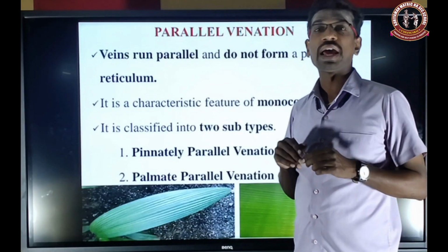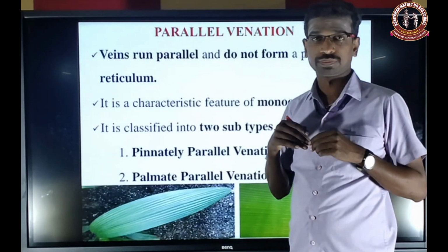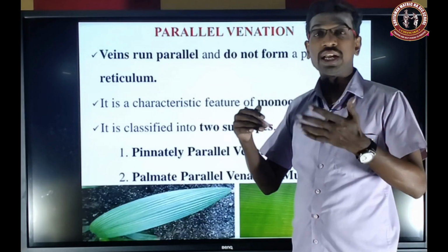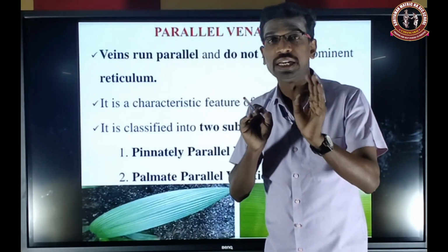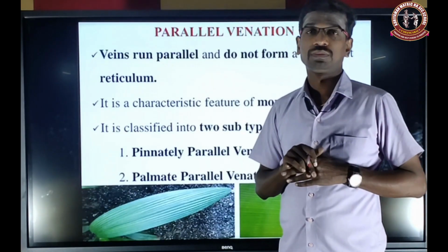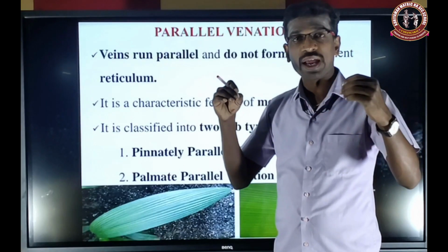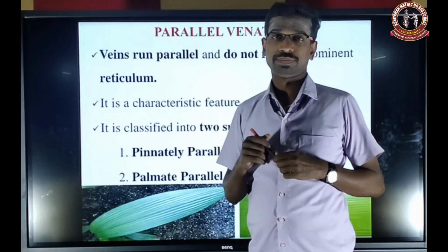Already I told you what parallel venation is. Several veins arise, and they will be parallel to one another. That means you do not have any prominent midrib. So several veins will arise, and all these veins will be parallel to one another.